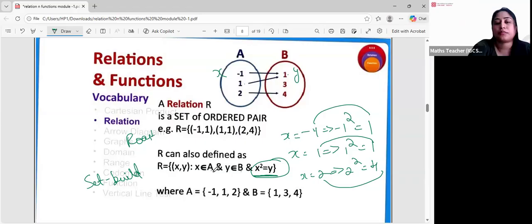So since we have seen the definition of relations and the representation of relations, we have these types of relations. So we have four types of relations: one to one, one to many, many to one, and many to many. So let us see each of these relations.